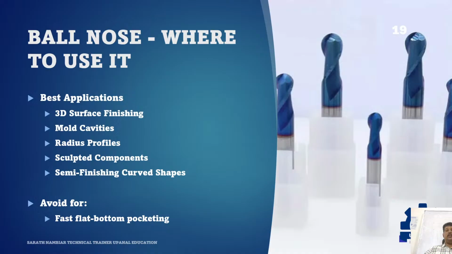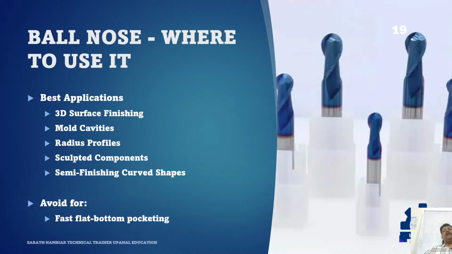Injection molds and forming dies often contain complex internal surfaces. Third is the radial profile. If the internal shapes require blended curves, the ball nose can be useful there also. Fourth, sculpted or decorative components. Fifth, semi-finishing before the final polishing.